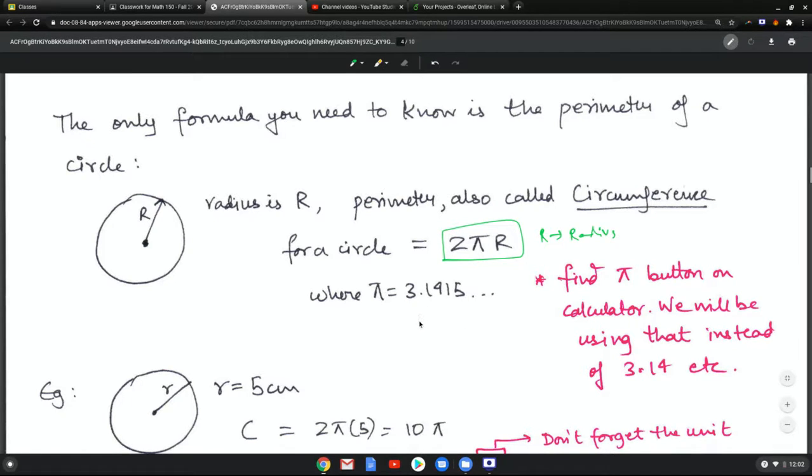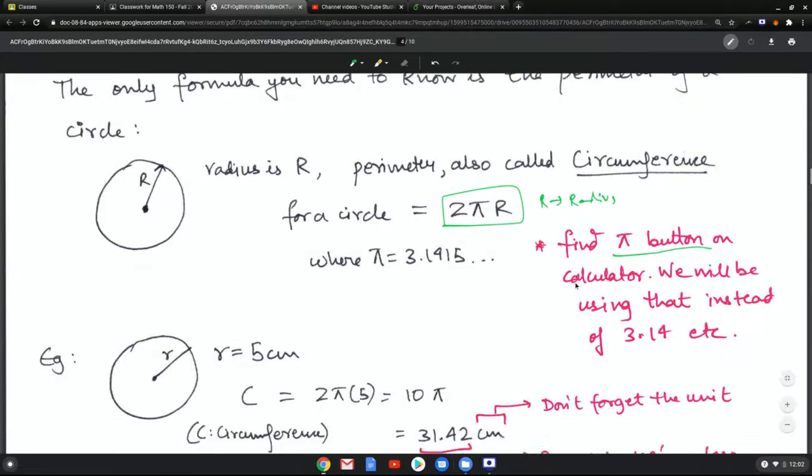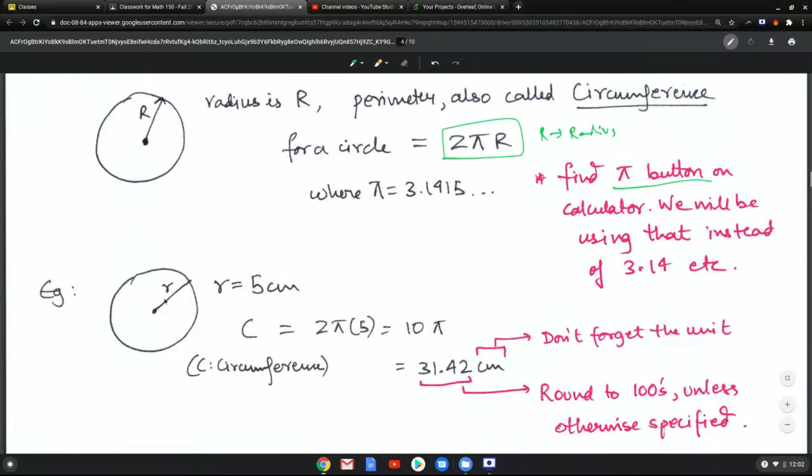The number pi is 3.1415, and so on. But instead of using this, you want to find the pi button on the calculator and use that instead of 3.14 in order to get a more accurate result. Now you can try this problem and then verify you get the same answer with your calculator.